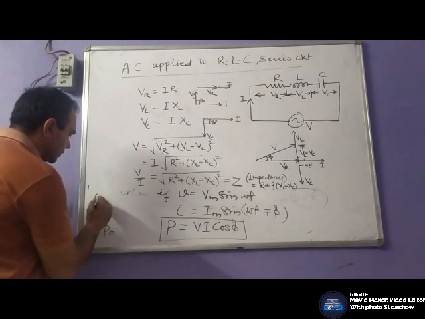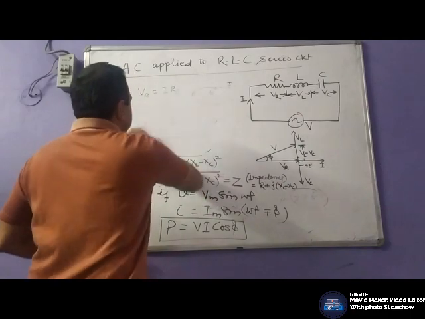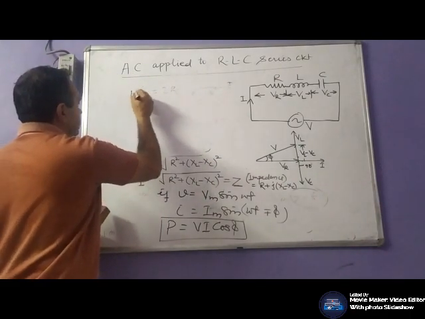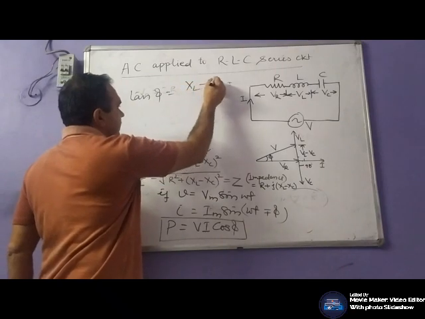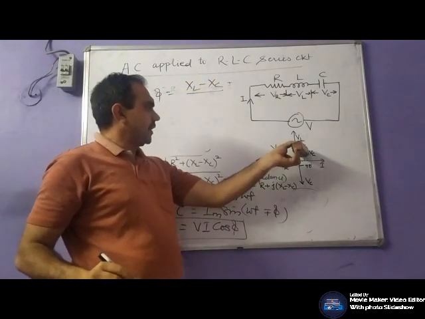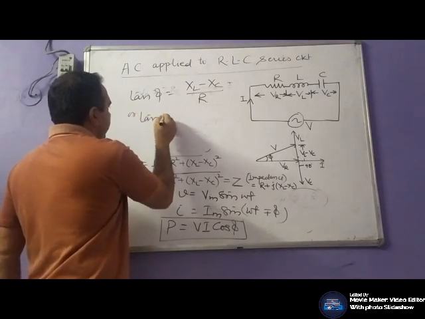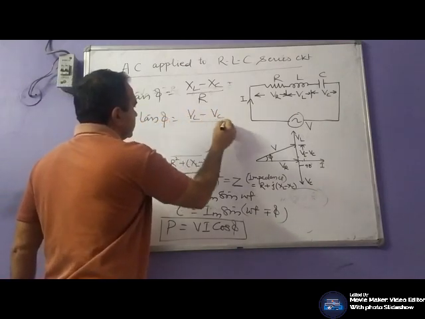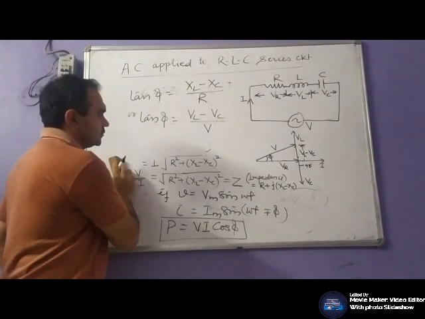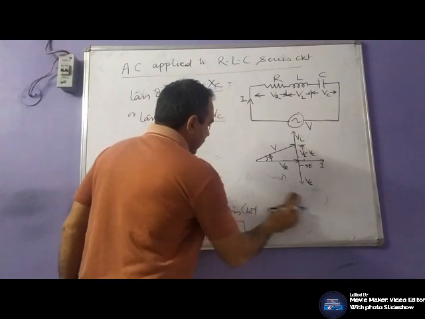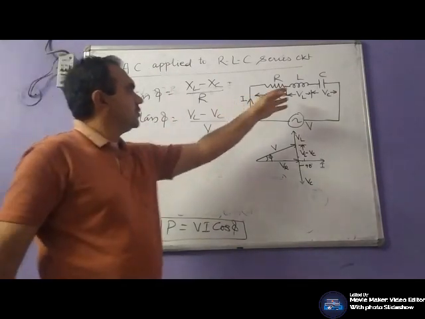This phi can be found out. Tangent of phi in case of an RLC circuit is XL minus XC by R, that is, perpendicular divided by base.